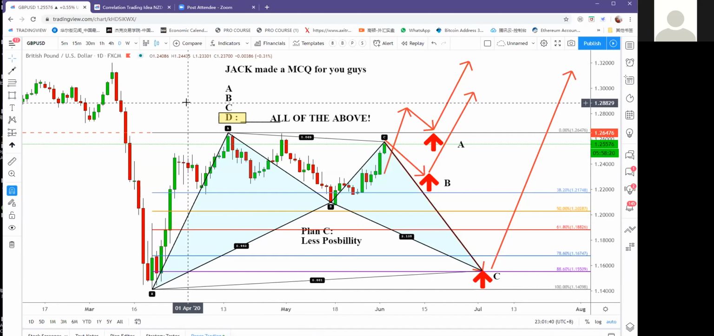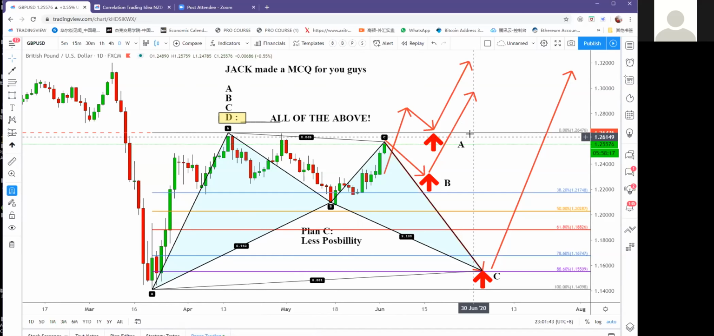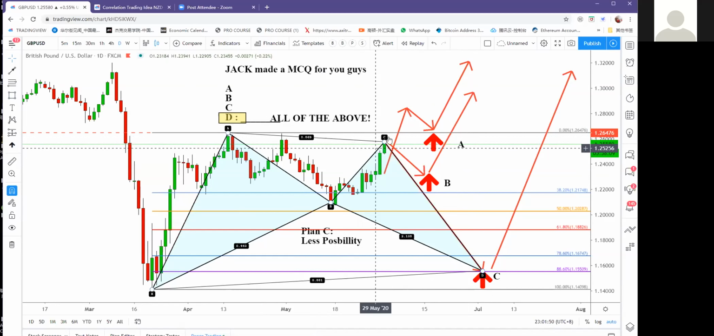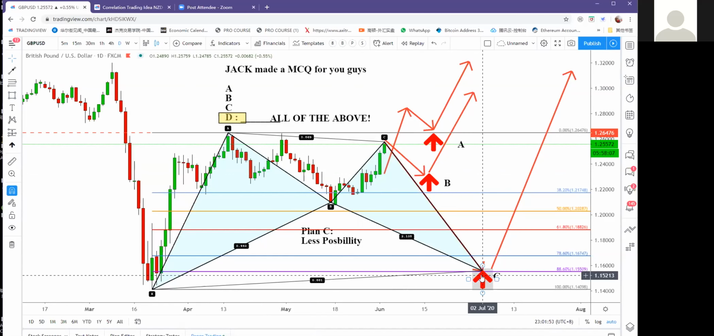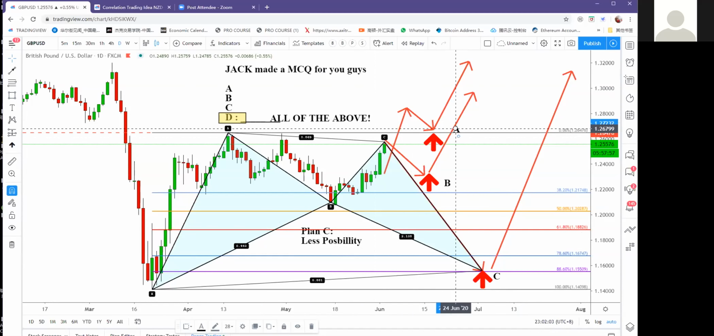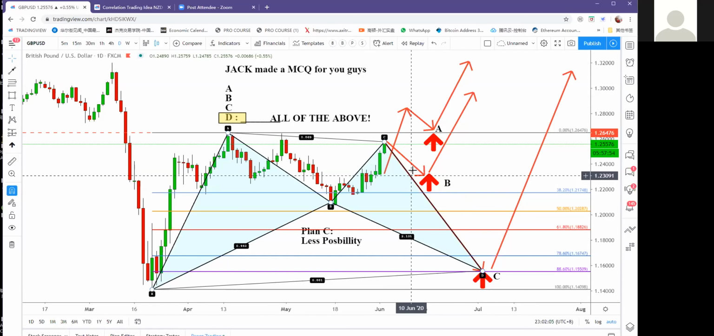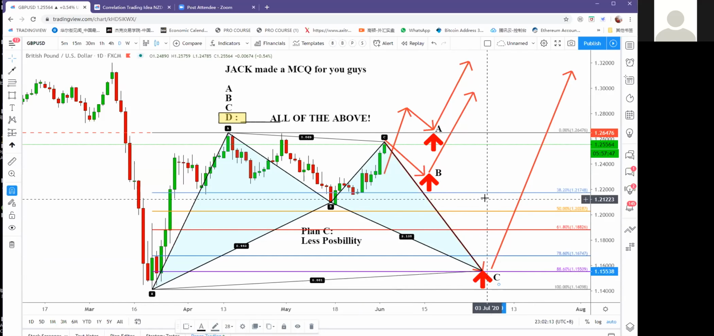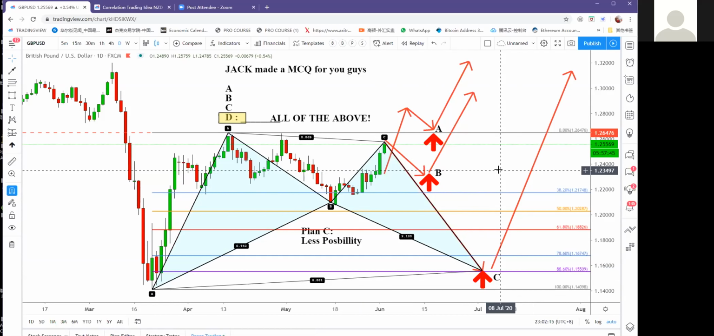Yes, because we don't know which plan the market will choose, right? So why should I bother saying I want to trade plan A only, or plan B only, or plan C only? No, whichever scenario the market gives you, you just take it. If the market breaks 1.2647, A triggers. If the market comes back to here, B triggers, and put your stop loss below here. If C comes, go for it. Why not? So all three plans are good.